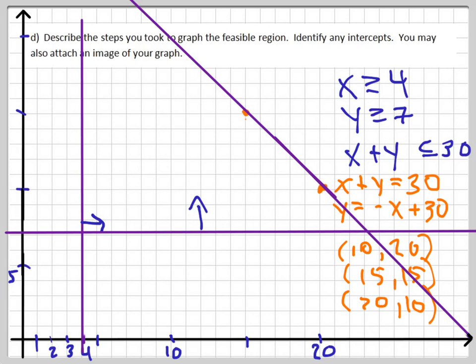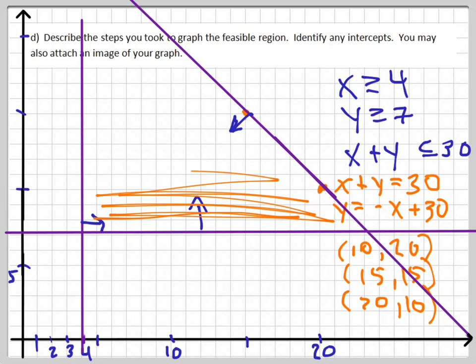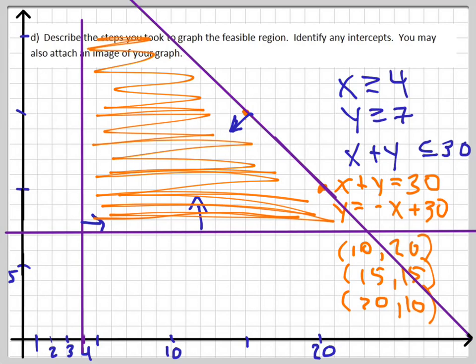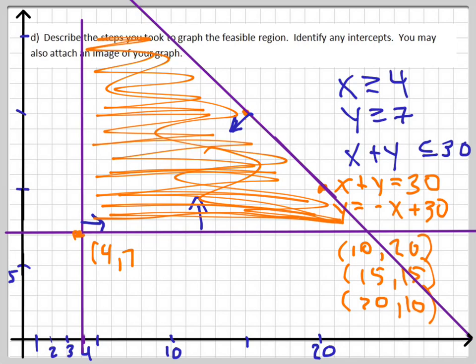And then for shading, x plus y is less than or equal to 30. I could test 0, 0, and I'd need to be below those points. It looks like where these three inequalities overlap would be this region in here. I can see two of the vertices. I have this point 4, 7, and over here, that is the point 23, 7.